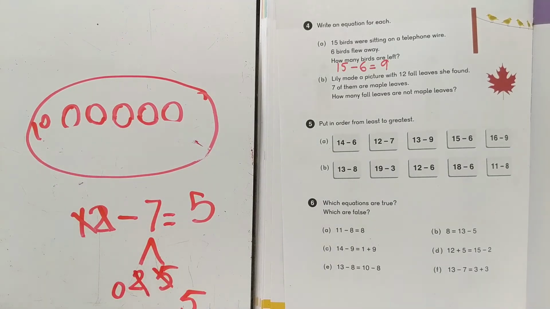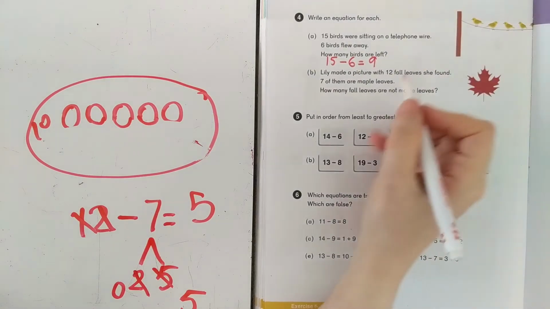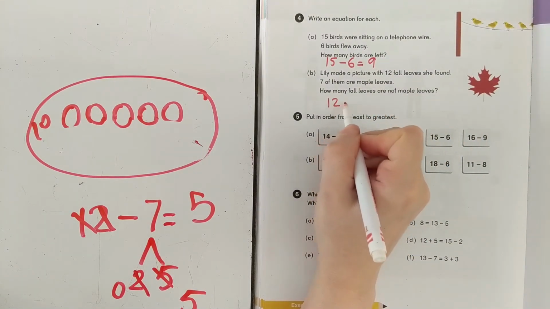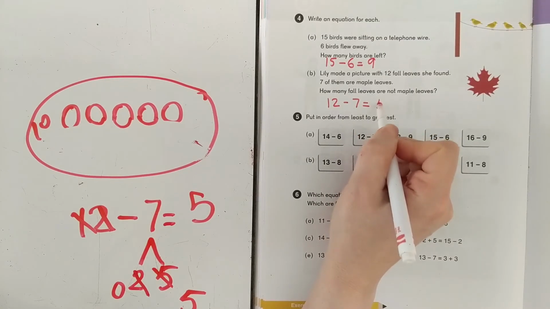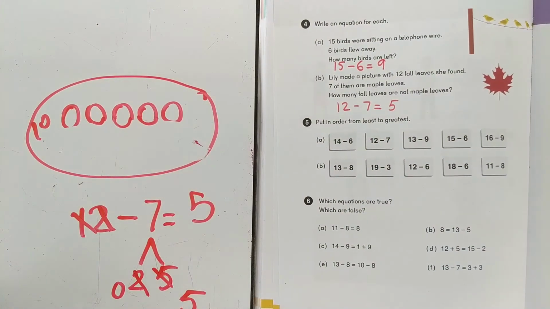Again, because it told us to write an equation, we're going to write the whole thing. We're going to say there were 12 leaves. 7 of them were maple. We took away the maples to find out that there were 5 that were not maple leaves.